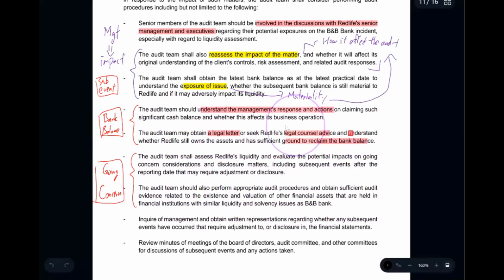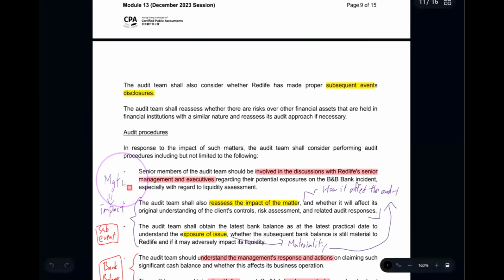This is about the bank balances. Legal letter, legal counsel advice regarding whether we can get the bank balance back. What is the management response and action regarding the bank balances? Whether they think this is significant or not. What you need to learn here is to write down audit procedures that are tailor-made to the problem. First of all, you need to be able to identify the problem properly. Otherwise, if you randomly write down all the procedures that cover subsequent event or going concern or whatever, copying from past papers, you will not score marks. You need to analyze it properly.